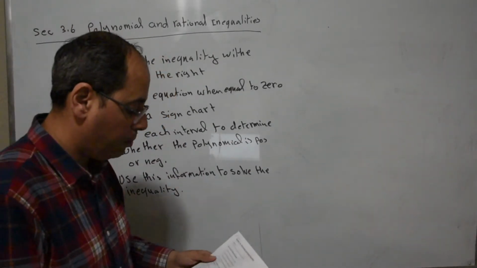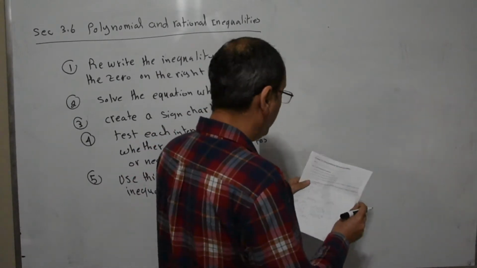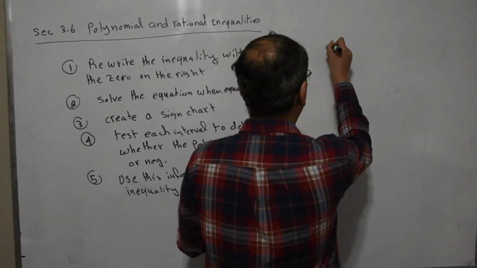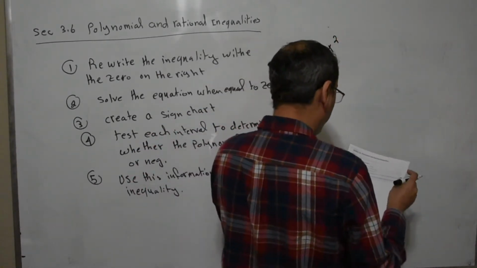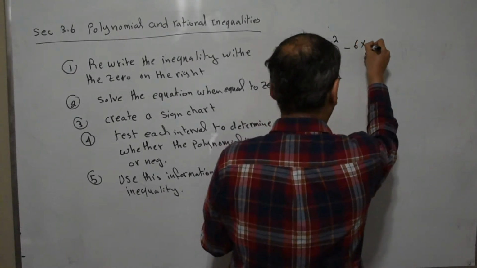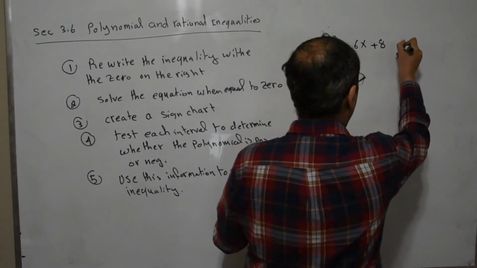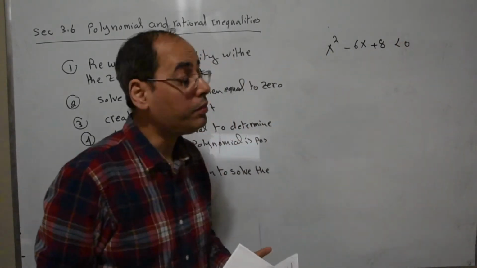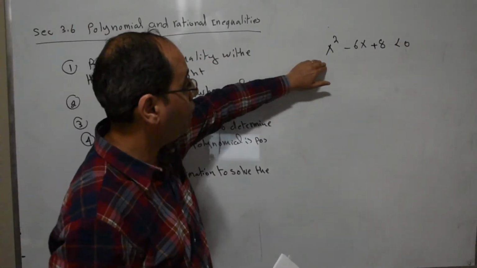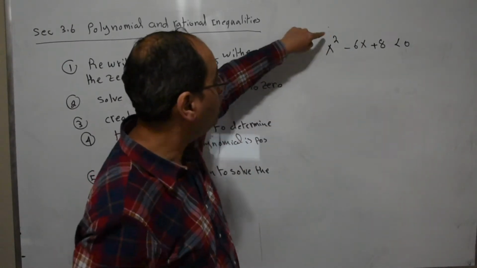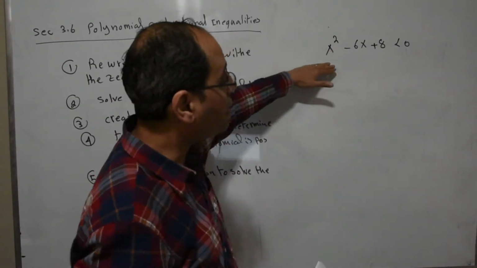So let's get an example and see how to solve that. So if I have x squared minus 6x plus 8 less than 0. Okay, so here's my inequality. It's polynomial, second degree, and I need to solve that.